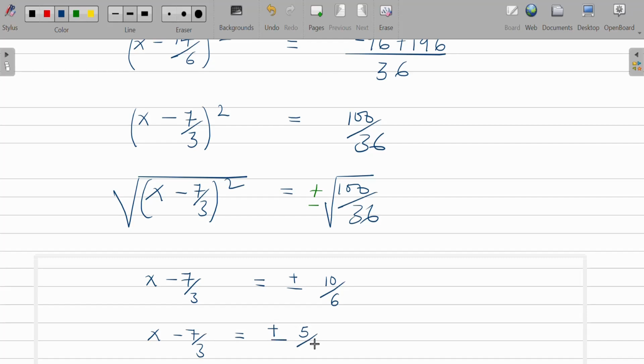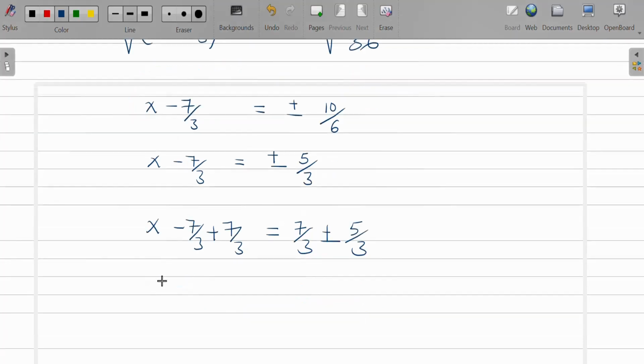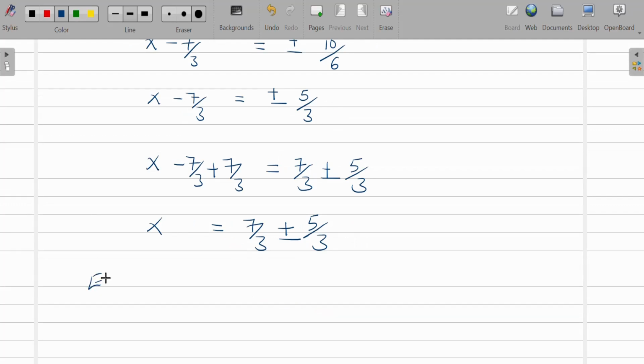So by making x the subject, we are going to have x minus 7 out of 3 plus 7 out of 3 being equal to 7 divided by 3 plus or minus 5 out of 3. So that we have x being equal to 7 divided by 3 plus or minus 5 divided by 3. From here, we are going to say that either x is equal to, we can first consider the plus, 7 out of 3 plus 5 out of 3.